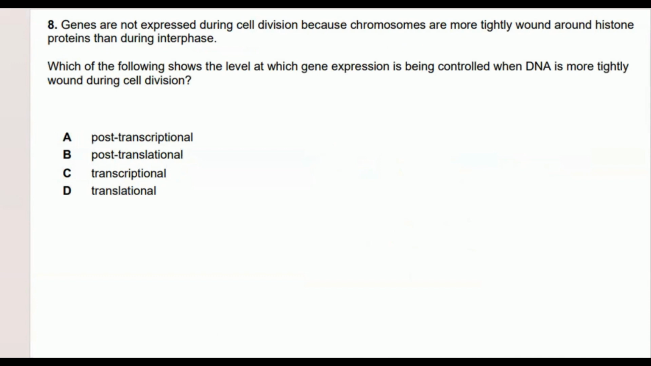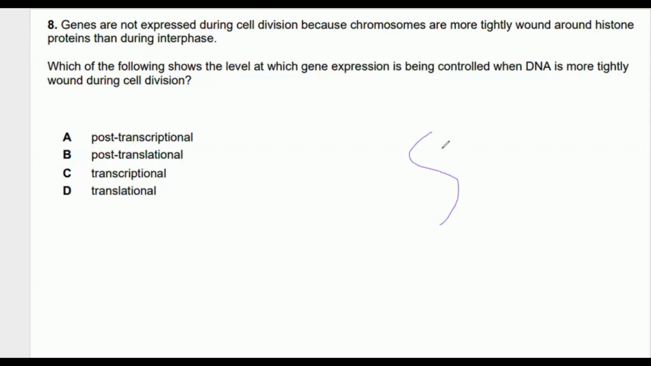Okie dokie, we're up to another question. Genes are not expressed during cell division because chromosomes are more tightly wound around the histone proteins than during interphase. Which of the following shows the level at which gene expression is being controlled when DNA is more tightly wound during cell division? So what you're looking at here is you have to understand what histones are.